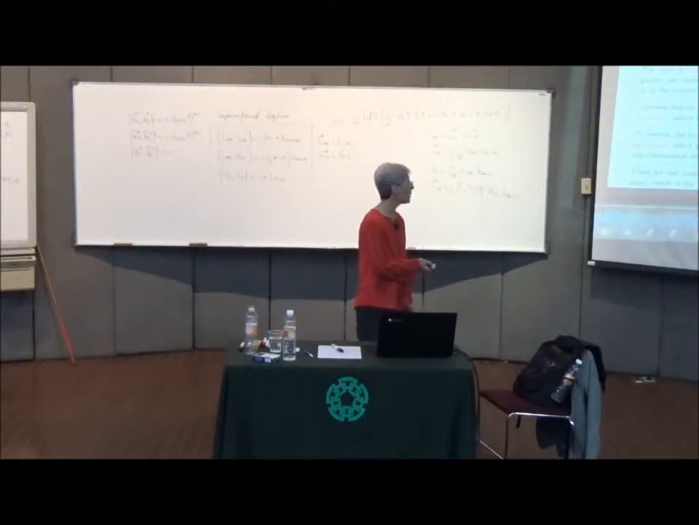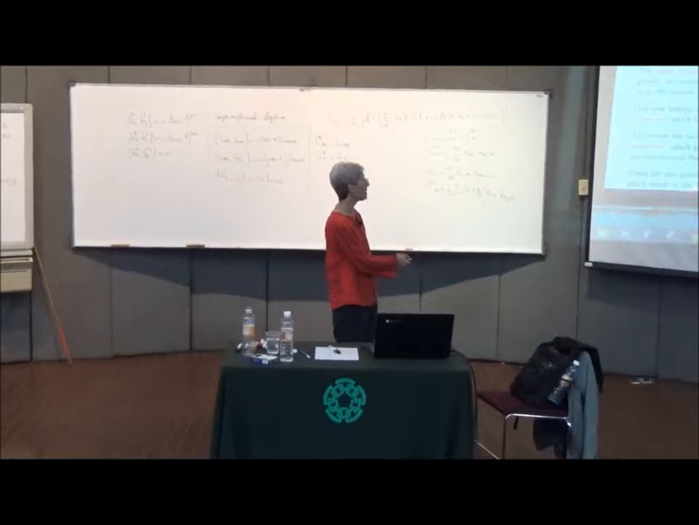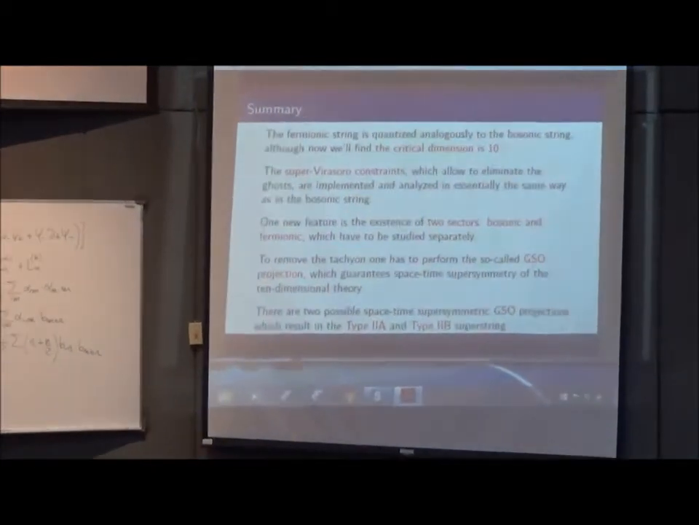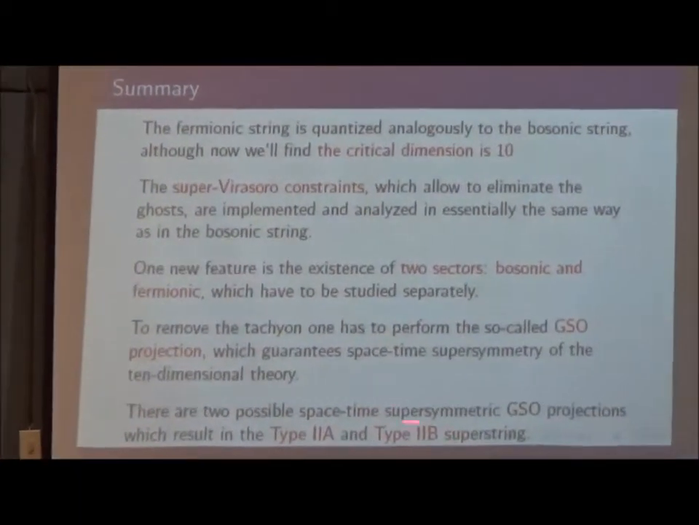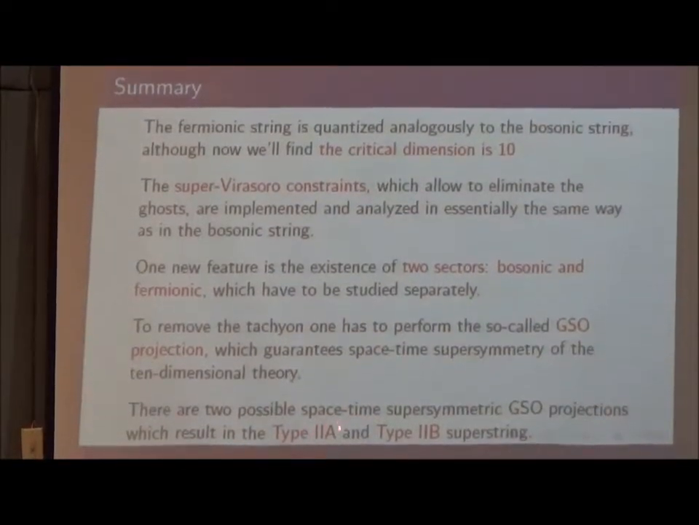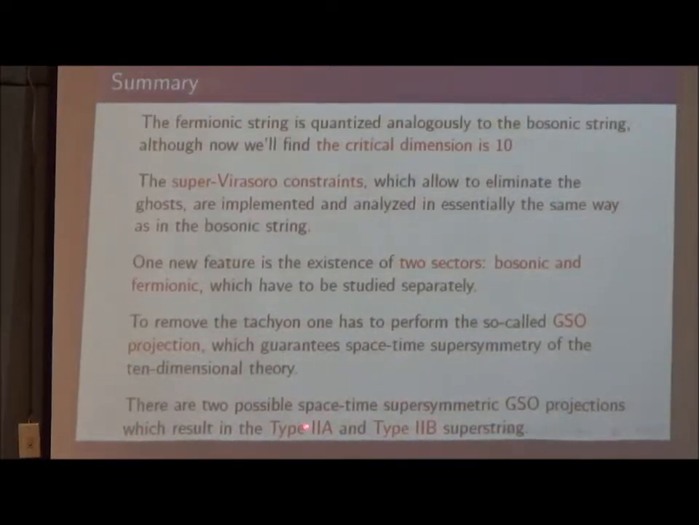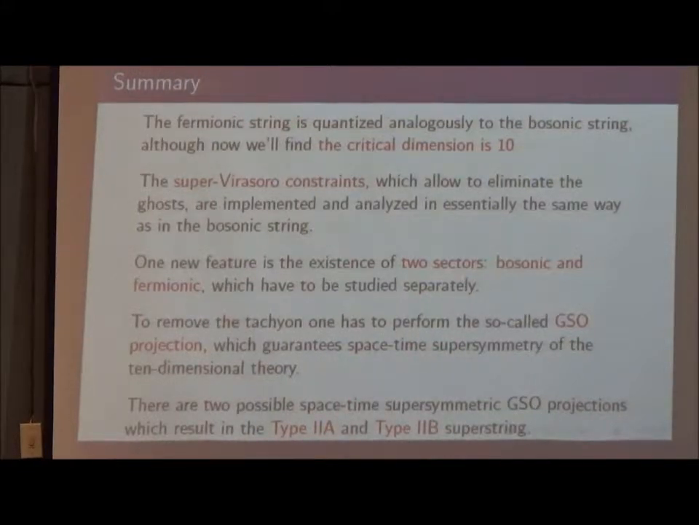So when we do this GSO projection, it will give us two theories, which are called type 2A and type 2B. There are two possibilities to do this projection. These theories are called type 2 because they have two supersymmetries in space-time. Remember, we started with one supersymmetry on the worldsheet, but we will obtain a theory with two supersymmetries in space-time. And these letters A and B refer to the fact that one of them, type 2B, is chiral, so the fermions on both sides, left and right, have the same chirality, whereas type 2A is anti-chiral, so the fermions have opposite chirality. Okay, so this is just a summary.